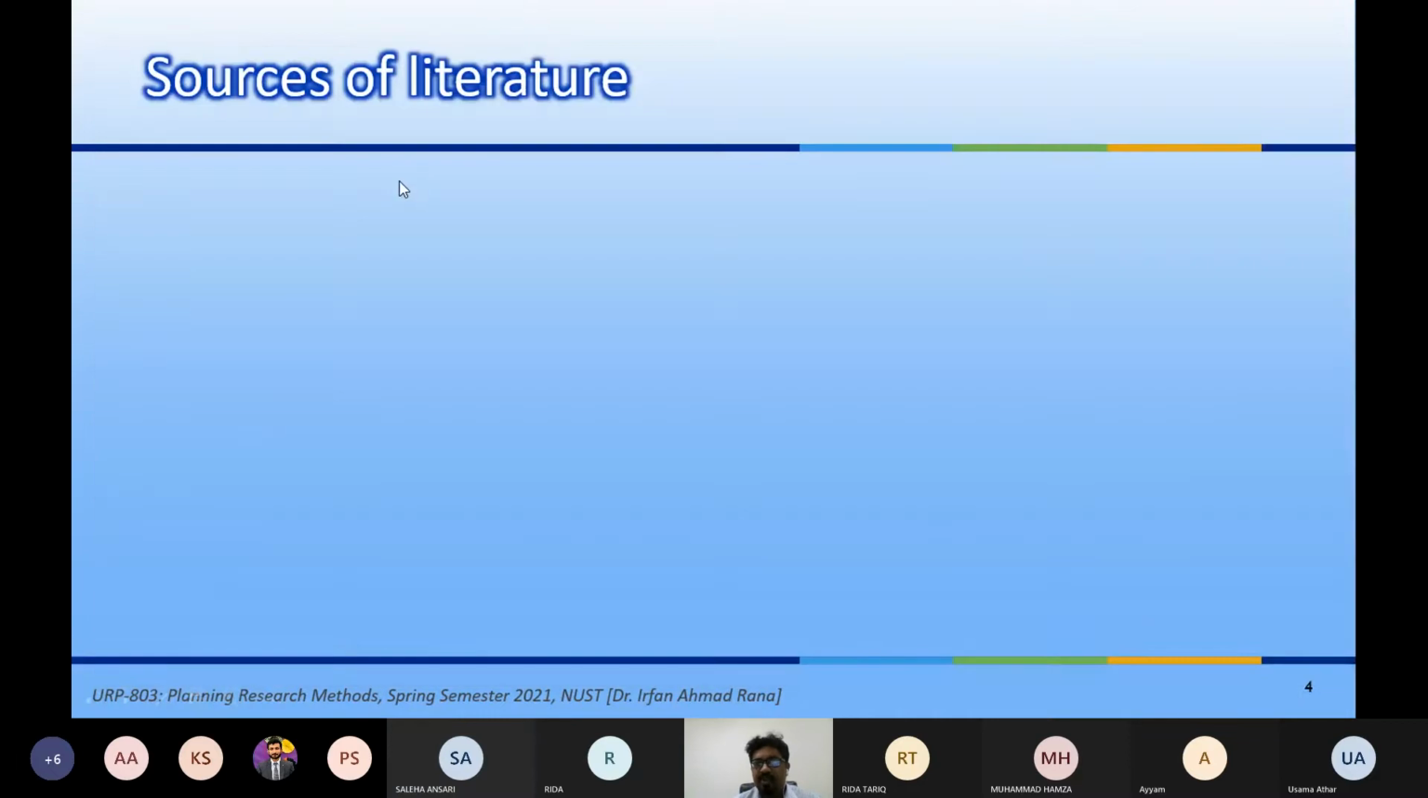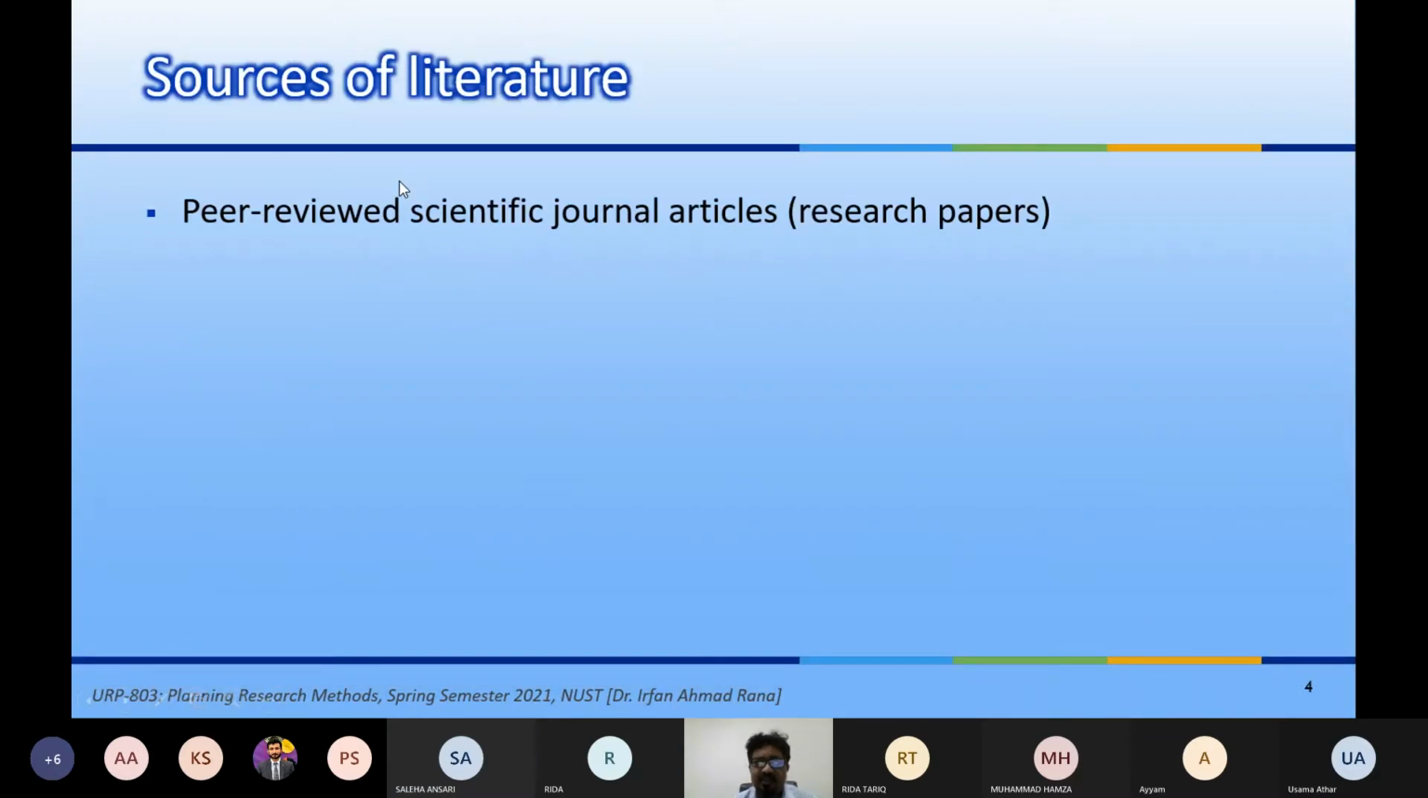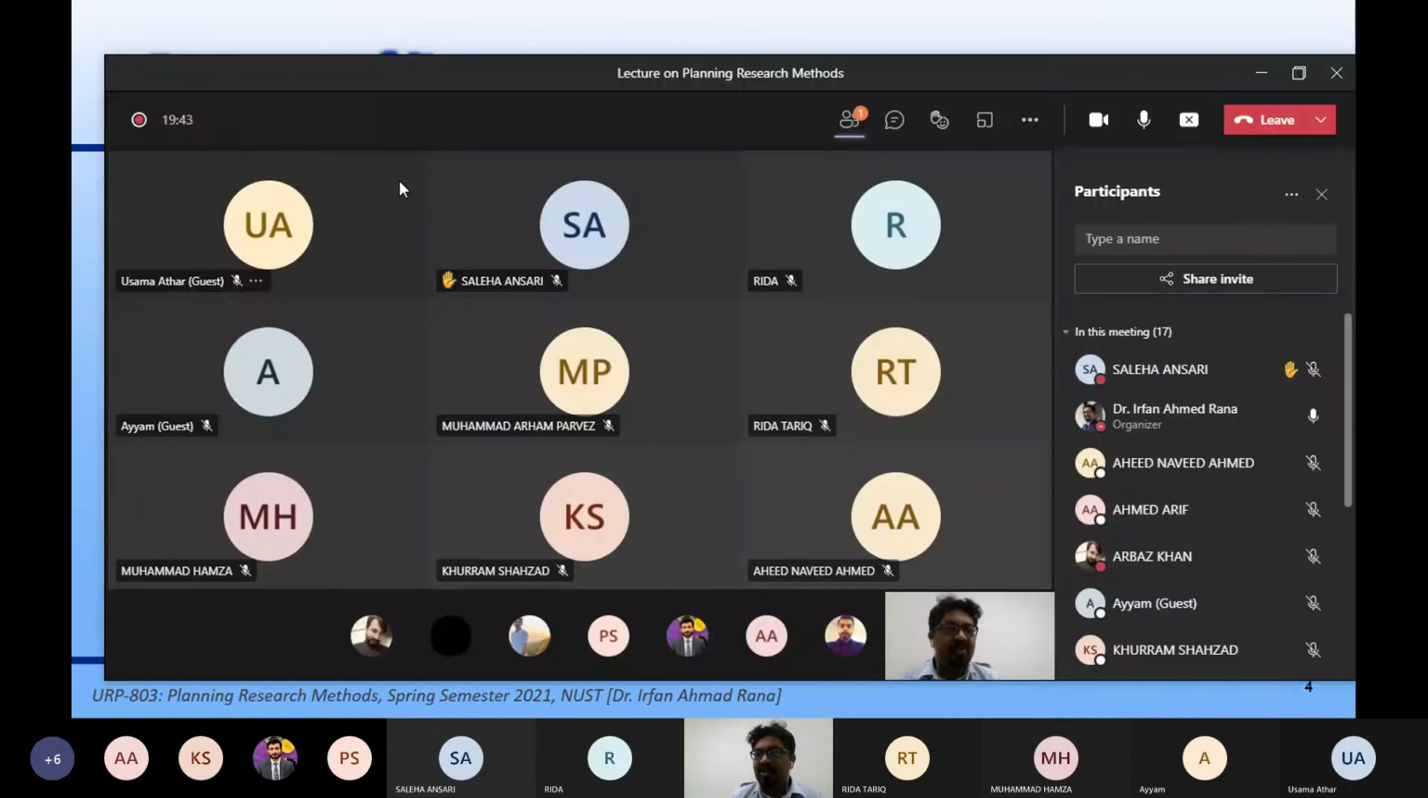Yes, very good point. So more or less you might have noticed, the first and foremost, you can say most authentic source is your journal articles, and not just simple journal articles, peer-reviewed journal articles. Anyone who knows what peer-reviewed journals are? What is peer-reviewed journals?